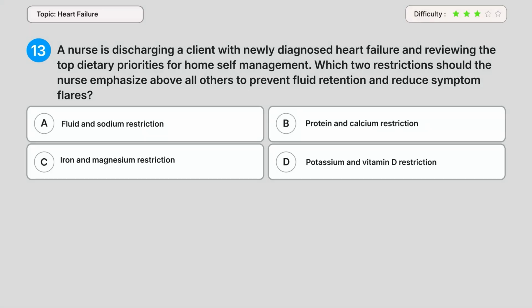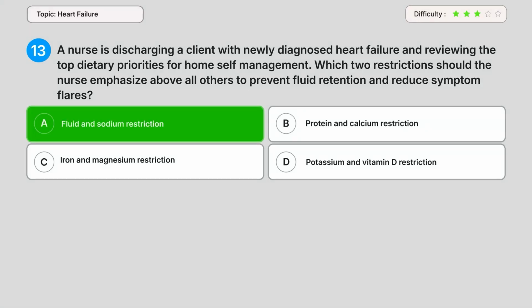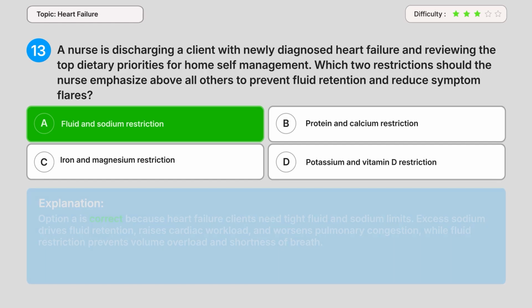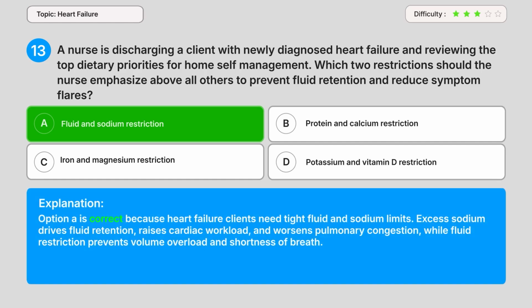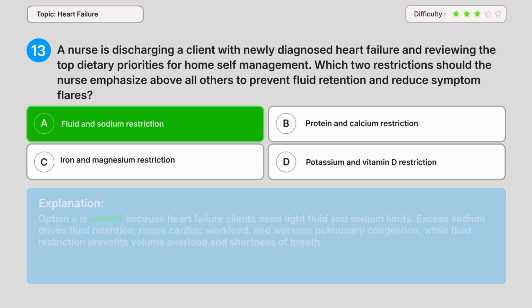Correct answer: A. Fluid and sodium restriction. Explanation: Option A is correct because heart failure clients need tight fluid and sodium limits. Excess sodium drives fluid retention, raises cardiac workload, and worsens pulmonary congestion, while fluid restriction prevents volume overload and shortness of breath.